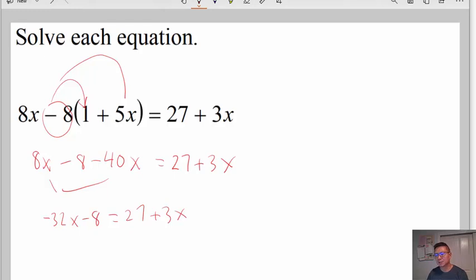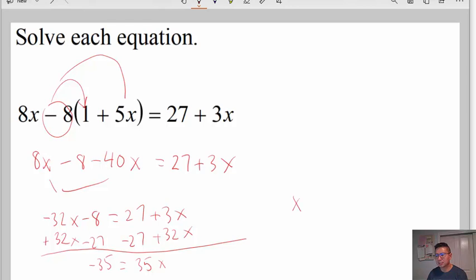I like to keep my x positive, so I'm going to add the 32x to both sides. Subtracting the 27 from both sides. And I get negative 35 is equal to 35x. So x is equal to negative 1.